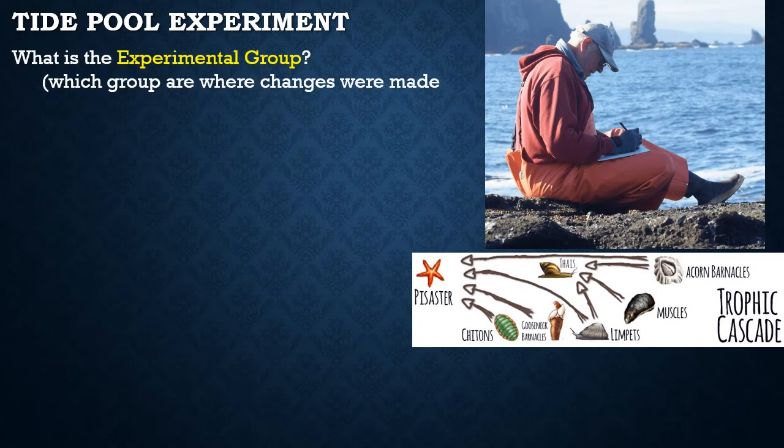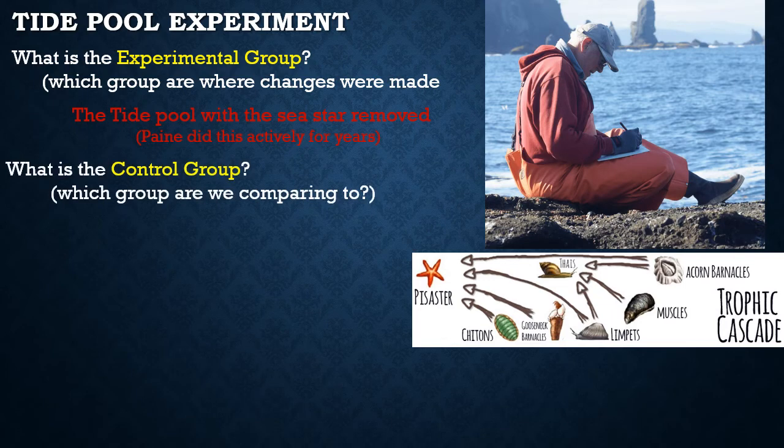Now, what was the experimental group? This is the group where changes were made. Again, you could argue that every one of the tide pools where he removed one species or another species was the experimental group. But really, the experimental group we're really curious about is the one where Professor Payne removed the Pisaster species, the sea star. Again, he did this actively for years, going up like every other week to remove sea stars.